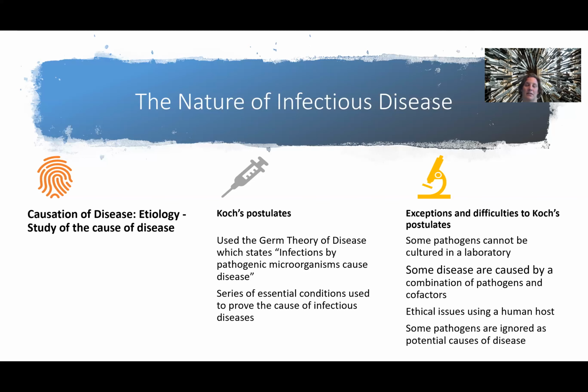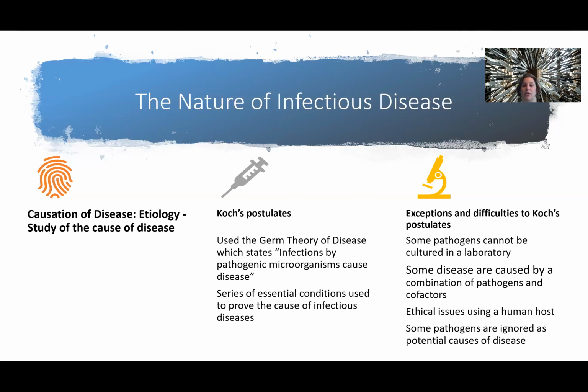Now, it's also true that some diseases are caused not by a pure culture or one organism, but are caused by a combination of pathogens as well as cofactors. Cofactors meaning specific life stages or other things that are specific to a group of people. Obviously, Koch's postulates have some ethical issues, because if we're talking about a disease that only affects humans, should we really infect humans to make sure that this is the actual causative agent?